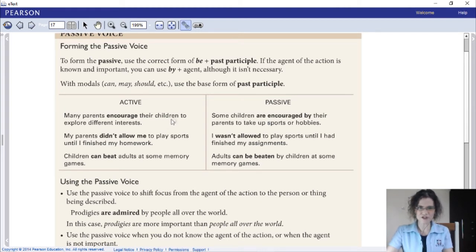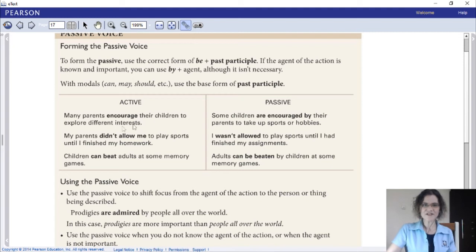As you can see, the children here are the object, and they become the subject. So some children are, and then the verb encourage has to become the past participle, verb 3. You would have to know that. Verb 1 is encourage, verb 2 is encouraged, and verb 3, the past participle, is also encouraged. It stays the same. So: some children are encouraged, and then we can add the by phrase, by their parents, to take up sports. Or you could also say, some children are encouraged to take up sports or hobbies.